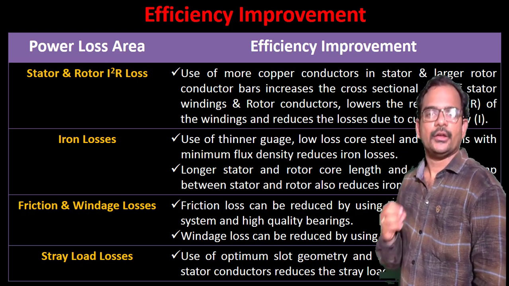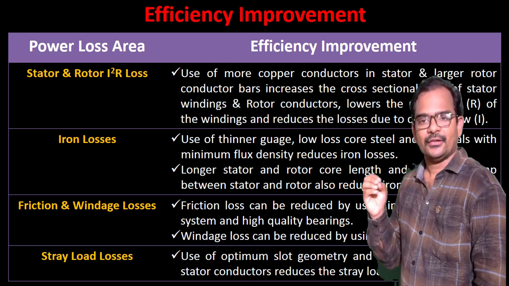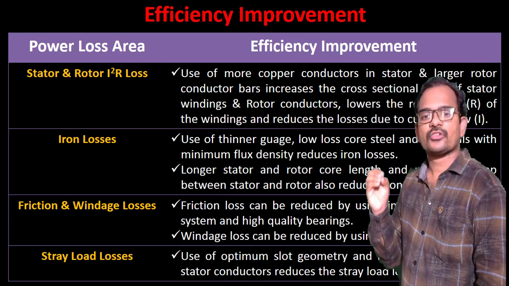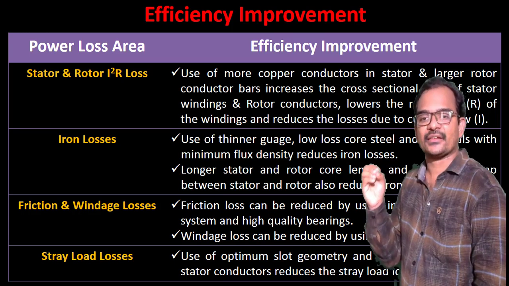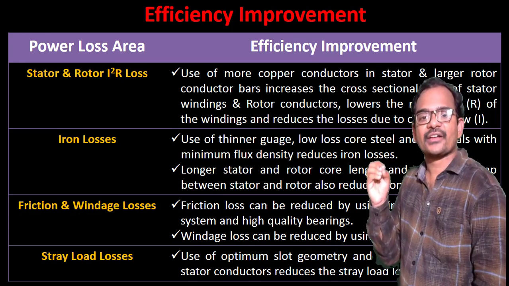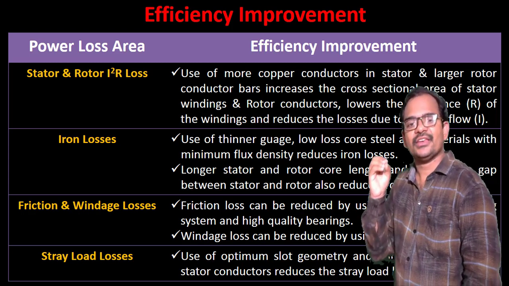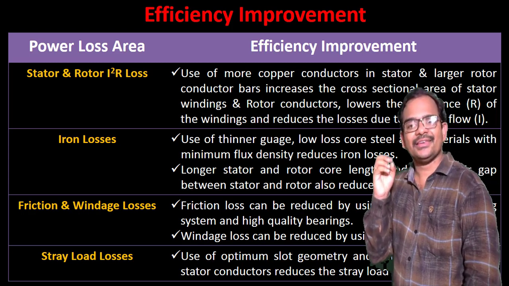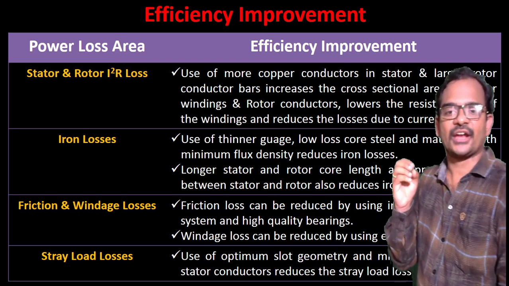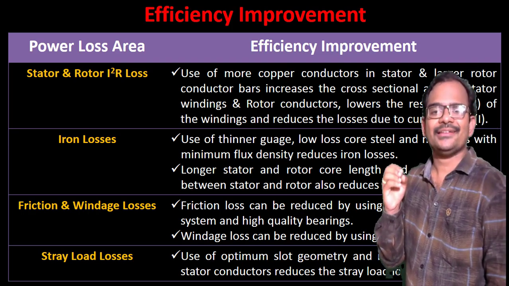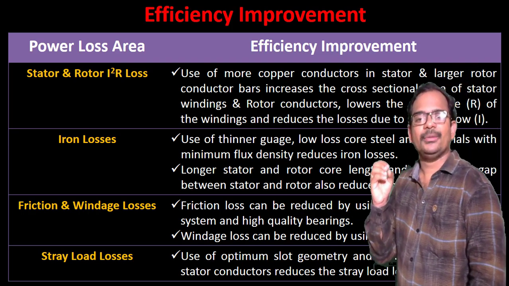So the methods are use of thinner gauge, low loss core steel and materials with minimum flux density. When you use these three modifications in your existing standard motor, obviously the iron losses will be reduced.